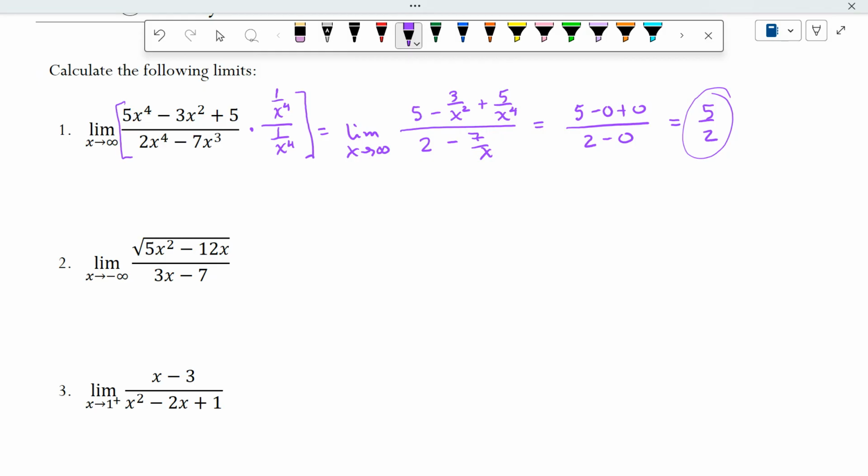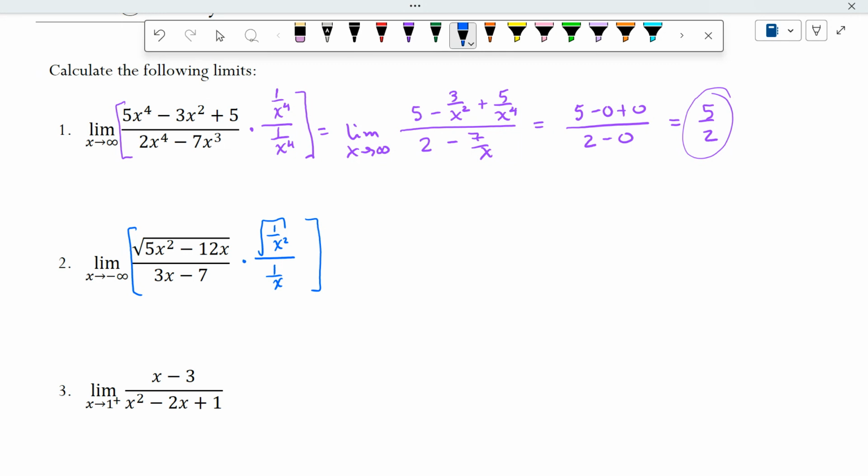What about 2? I have to multiply by a form of 1, right? I have to multiply a square root by a square root and a non-square root by a non-square root. These are the same degree-ish, numerator and denominator. So I need to multiply by 1 over x squared, and in the denominator I need to multiply by 1 over x because of the square root of 1 over x squared. But this one has an issue.